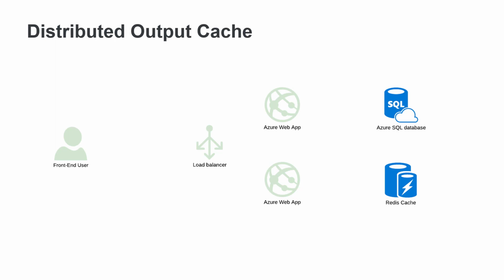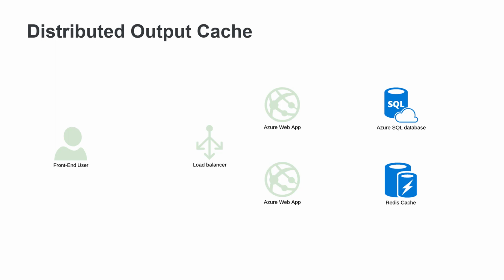Sitefinity Cloud takes this one step further by introducing a distributed output cache. This distributed output cache is powered by Azure Redis. In the production environment, there are always at least 2 web apps running. When a user requests a page, they might hit any of the available web servers. Because of this, the output cache cannot be stored on a single server. It needs to be stored in a location that all websites can access.